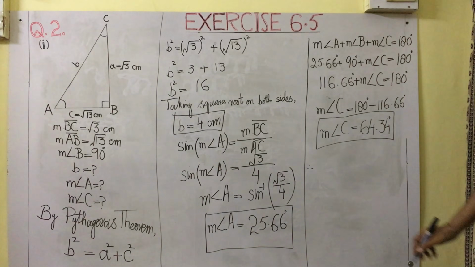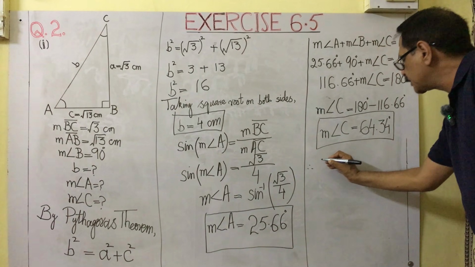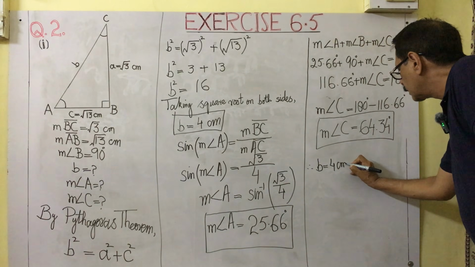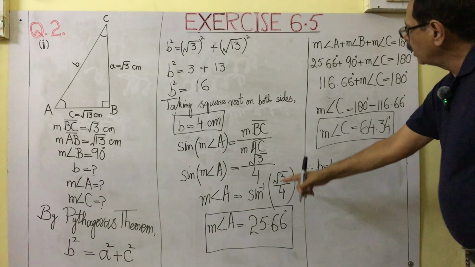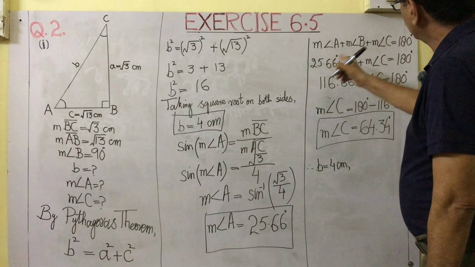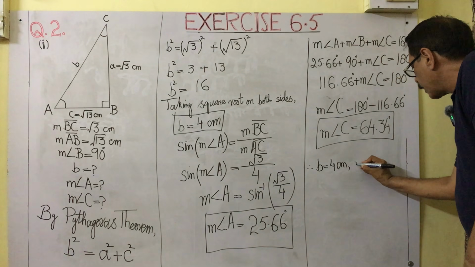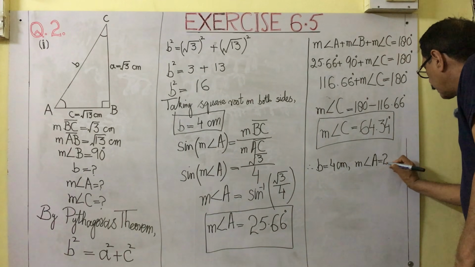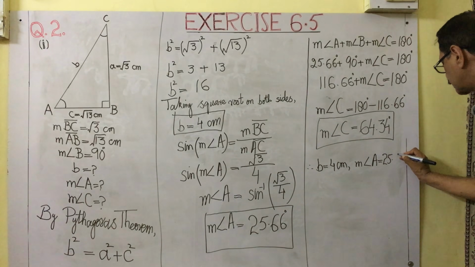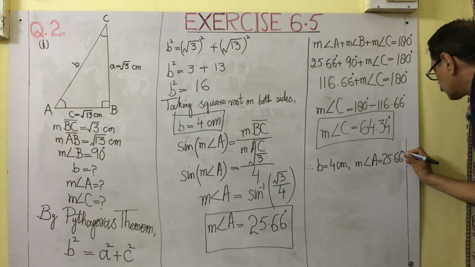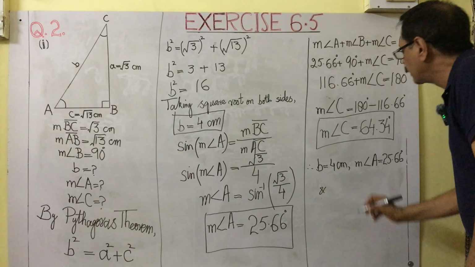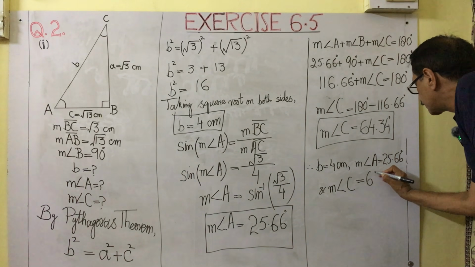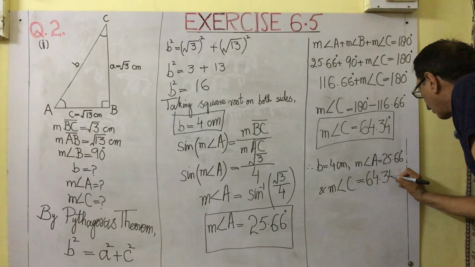Therefore, B is equal to 4 centimeters, angle A is equal to 25.66 degrees, and angle C is equal to 64.34 degrees.